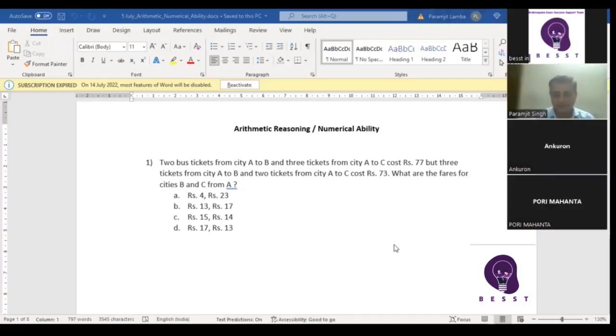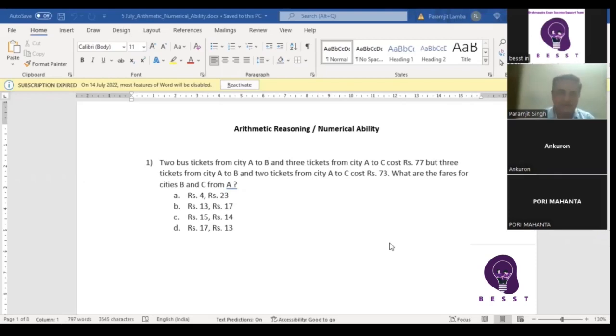So today we're going to be doing a bit of arithmetic reasoning, or in some tests it's also called numerical ability. Normally students get a little apprehensive when these types of questions come up because it involves a lot of logical reasoning as well as your arithmetic ability. So numbers are required and you need to put in some formulae to calculate the answer.